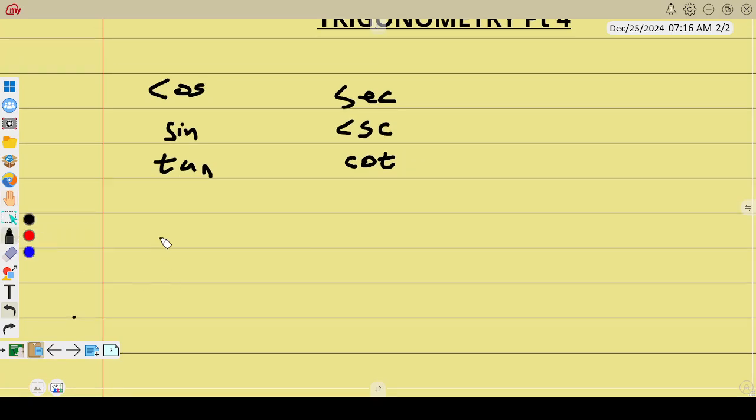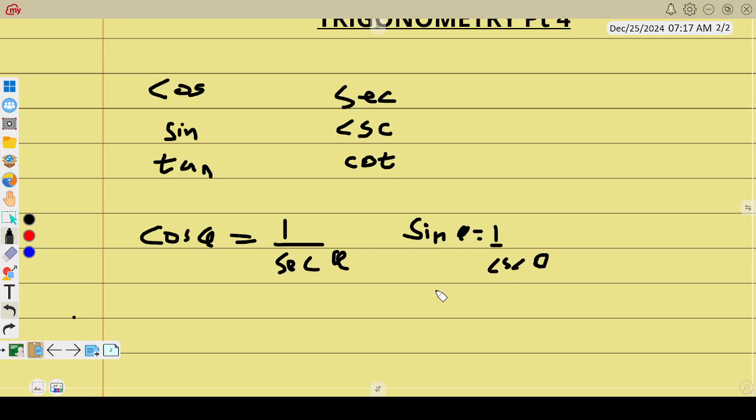Starting with cos theta, what is cos theta? I hate writing this theta, it's taking up my energy. Cos theta is equal to 1 over sec theta, and then sin theta is equal to 1 over cosec theta. I hope you're able to see properly. And then the last one, tan theta is equal to 1 over cot theta. Don't be lazy, you should be writing tan theta.